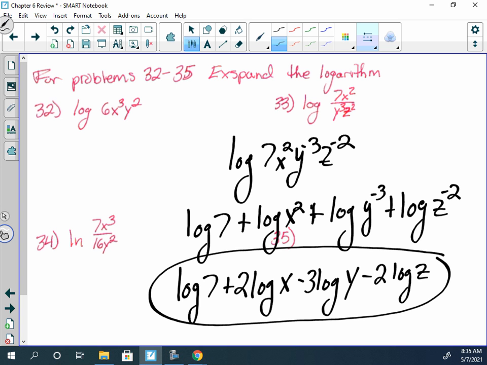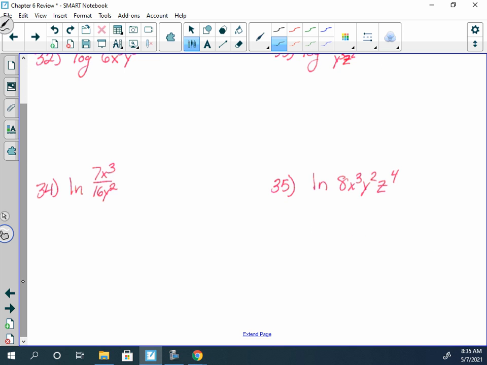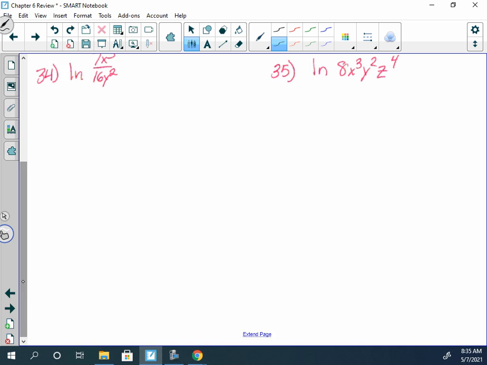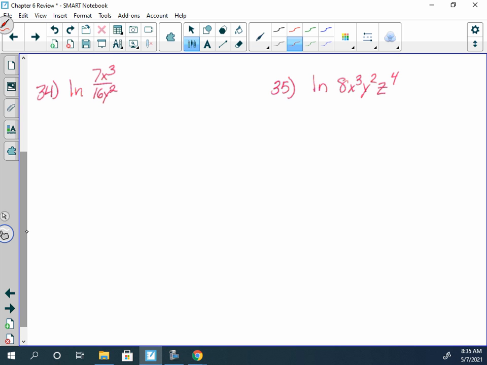Any questions on this here? So 34, I would do the exact same thing. 7x cubed times 16 to the negative 1, y to the negative 2. I'm going to pull both of them up. And really, from here on out, when I cover this again next year, I'm going to start doing it this way because it's a little bit easier to work with. We're not having to worry about making sure ln of 16 and ln of y both are negative.